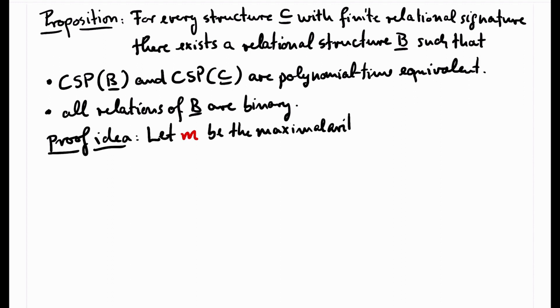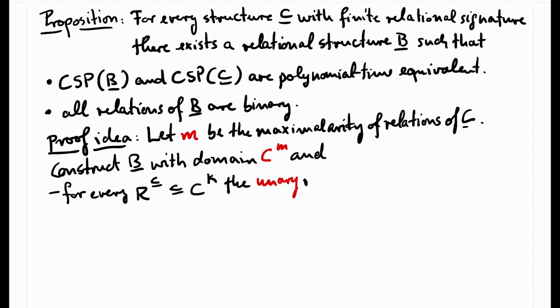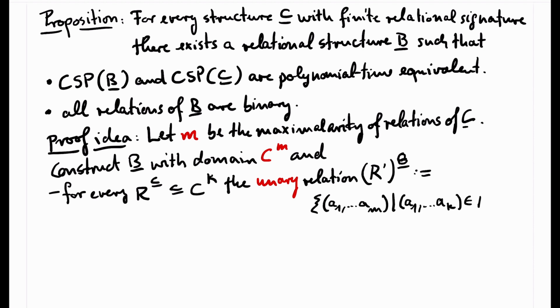To prove this, let m be the maximal arity of the relations of C. Our structure B has domain C to the m. For every relation R of arity k, we introduce a unary relation R' in B. Namely, the relation that contains all m-tuples whose first k entries form a tuple in R. Note that this relation really has arity 1, even though it contains m-tuples. But the reason is, of course, that the domain of B consists of m-tuples.